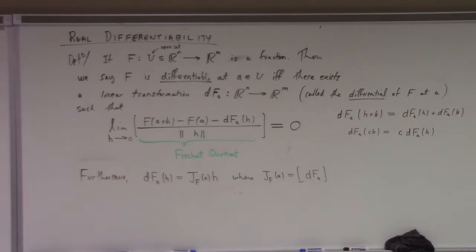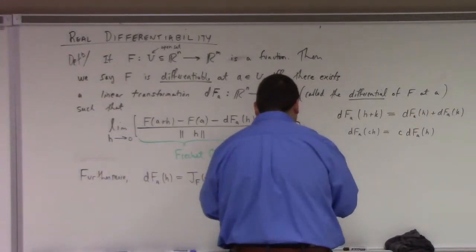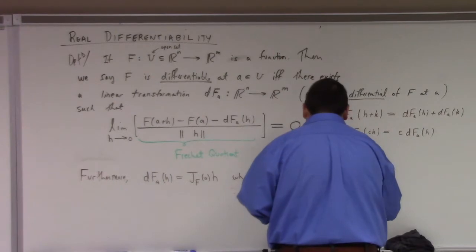If you cannot find a linear map Df_a such that this limit exists, then the function is said to be not differentiable. Okay? Not every function is differentiable, right? Now, furthermore, this Jacobian matrix, we calculate it like follows.